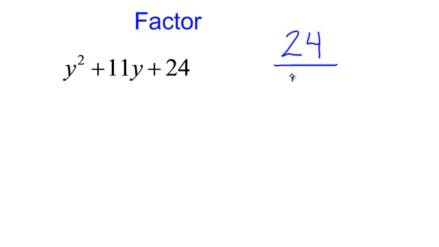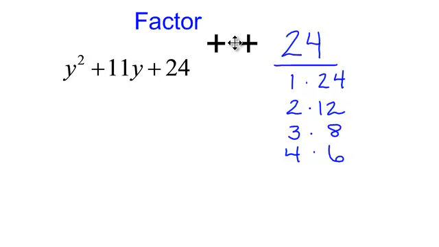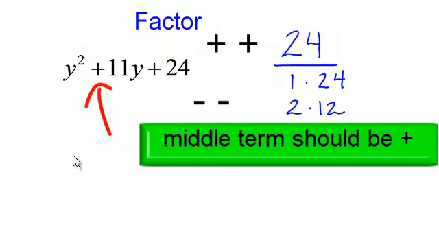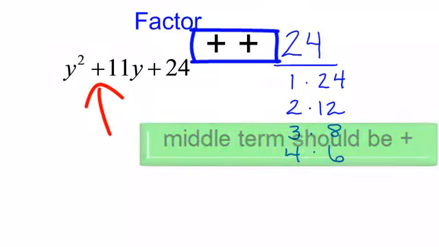To get 24, my options are 1 times 24, 2 times 12, 3 times 8. Oh, we have lots of options here. 4 times 6, 5 will not go into it evenly, and then I'm back at 6. Which combinations work? Okay, I want a positive 24, so I could use a positive times a positive, or I could use a negative times a negative to get 24. I want my middle term to be positive, so I will use a positive times a positive.